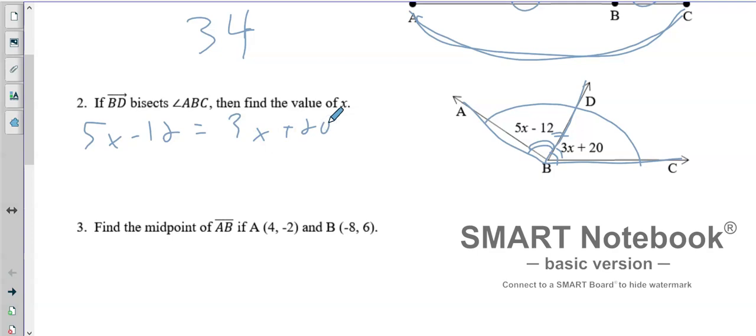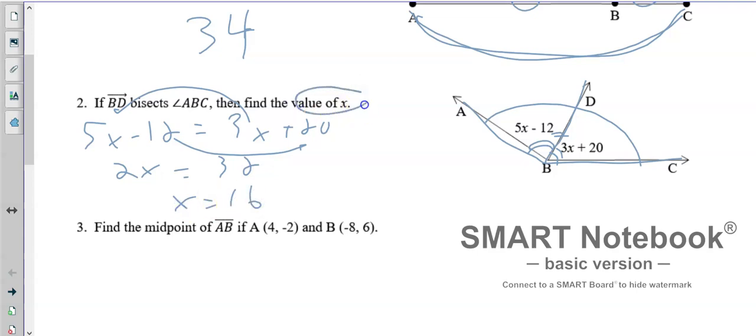I'm not going to show all the baby steps. I'm going to subtract 3x and get 2x. I'm going to add 12, so I'm moving this over here. I'm going to move this over here by adding, so that gives me 32. Divide by 2, x is 16. Now again, look at the directions. It says find the value of x. I'm done. But maybe it would have said find the angle ABD.